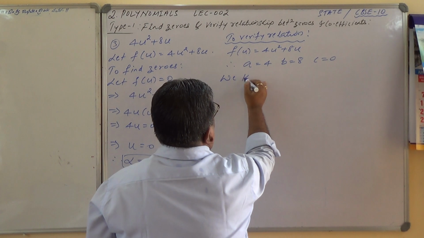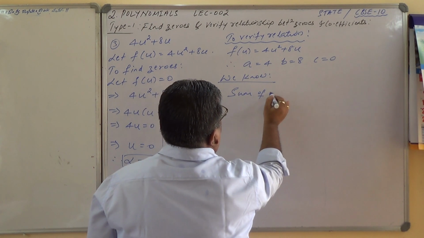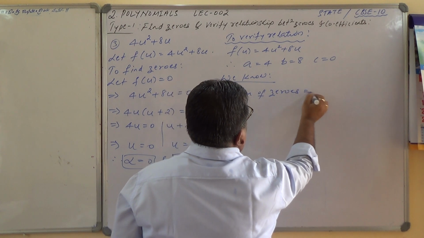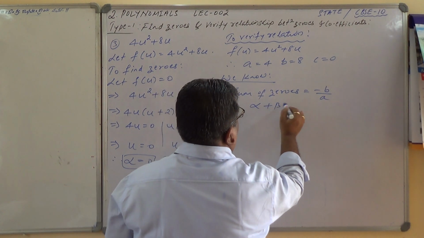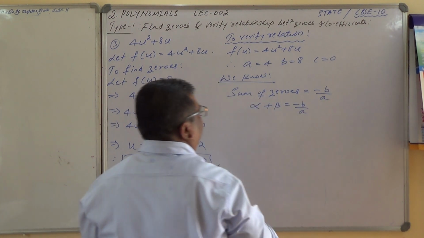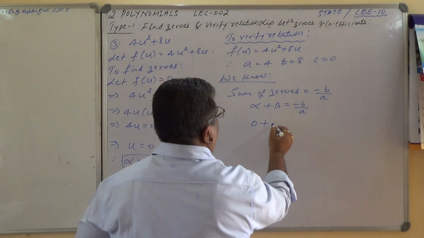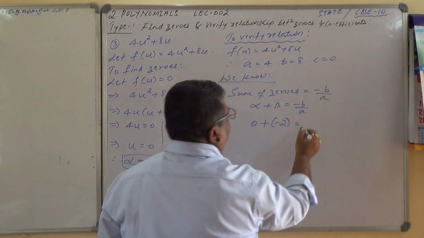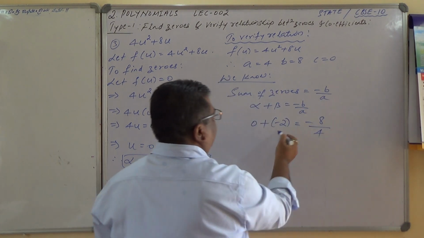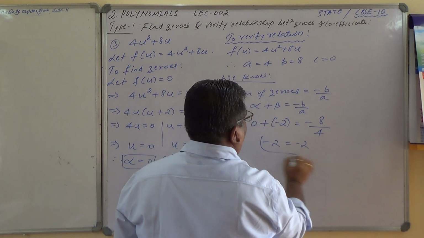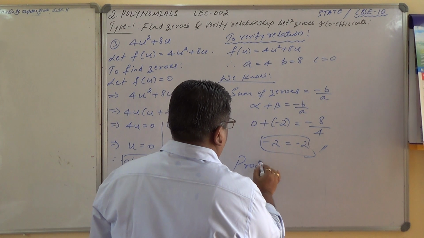We know that sum of zeros equals minus b by a. What is sum of zeros? Alpha plus beta equals minus b by a. Substitute the values here: 0 plus minus 2 equals minus 8 divided by a. A is 4. So here minus 2 equals minus 2. Isn't it? Hence verified.